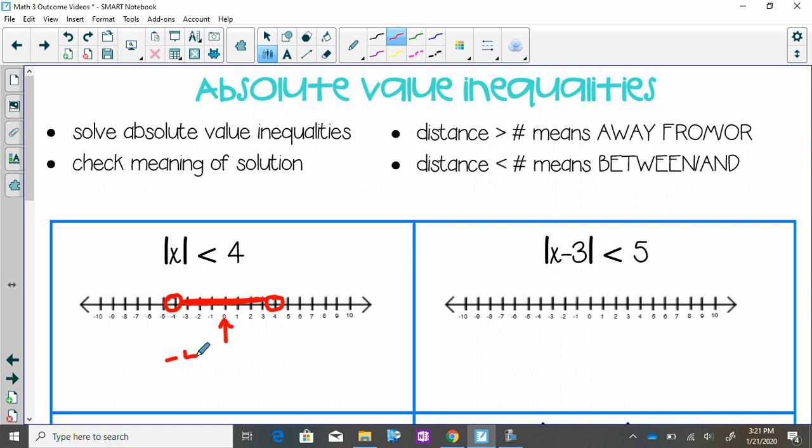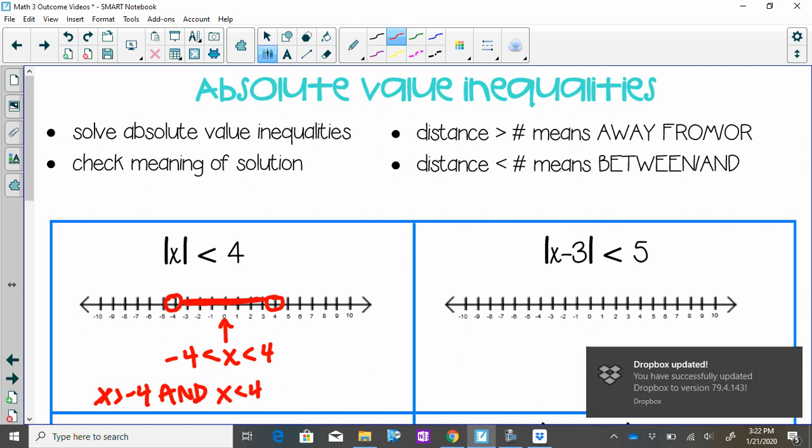So it could be anything from negative 4 is less than x is less than 4. This is something that we call an "and" inequality because it has to fit both parts of the solution to be a part of our answer. So it's a number that is greater than negative 4, and it also has to be less than positive 4.